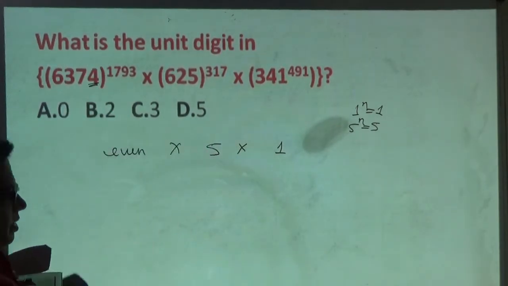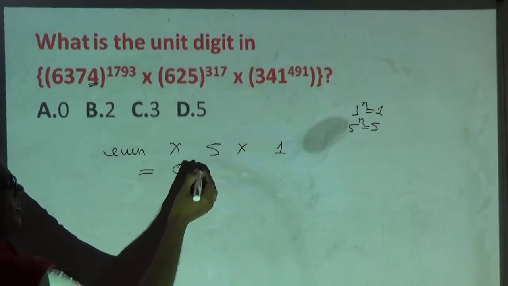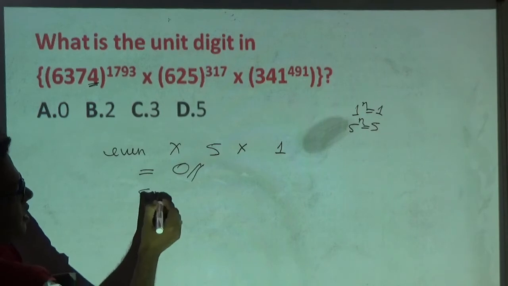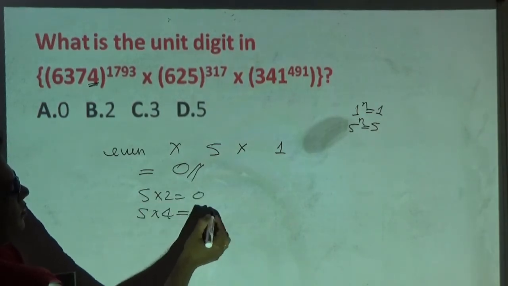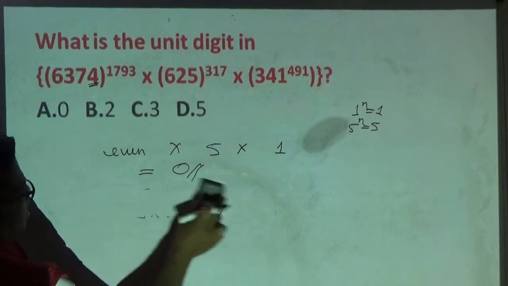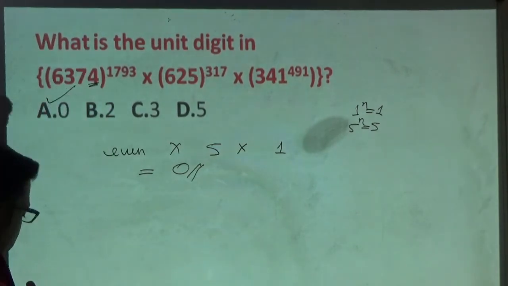Even number multiplied by 5. If you multiply an even number by 5, it will give 0 in the units place, because 5 into 2 is 10. 5 multiplied by any even number will give you 0 in the units place. The answer for this question is 0. Without touching pen and paper, you can write the answer for this question.